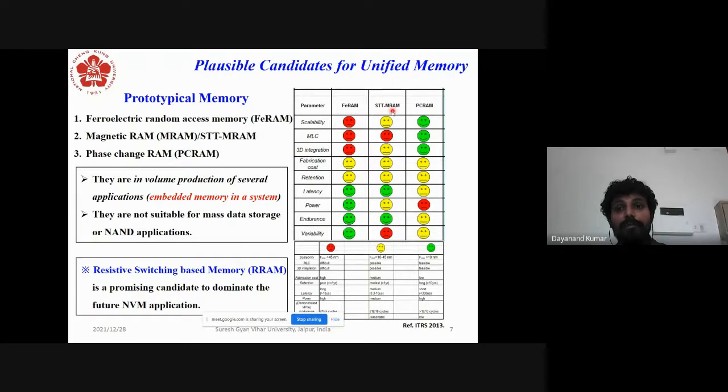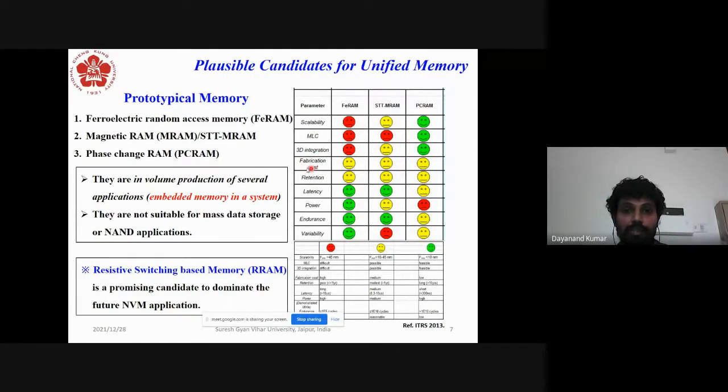And the STT-RAM, MRAM also is okay. PC RAM is good, really good. MLC, multi-level cells also, you can see the big problem for the FeRAM. STT-RAM also, this is the main problem. So PC RAM, it's good. 3D integration is very bad. It is somehow okay, it is good.